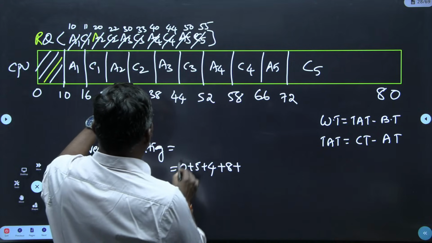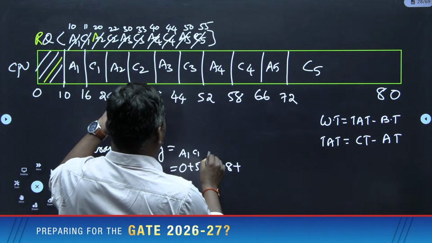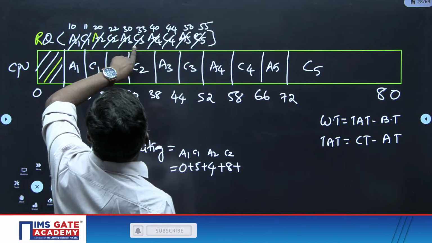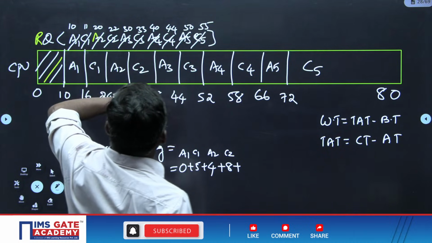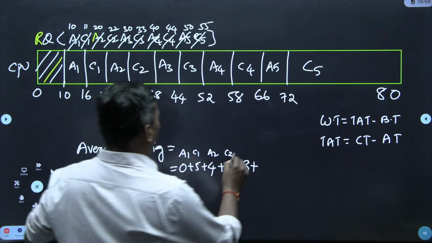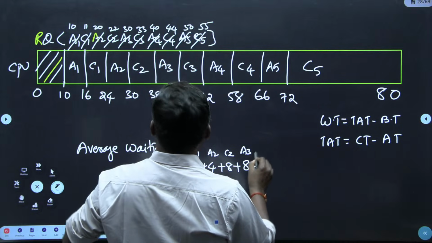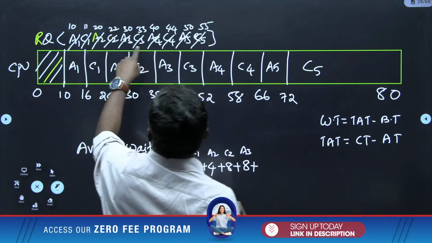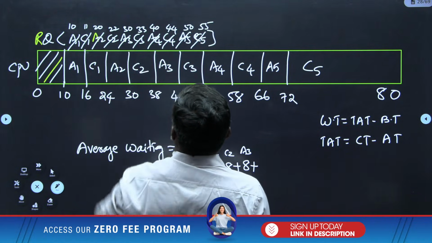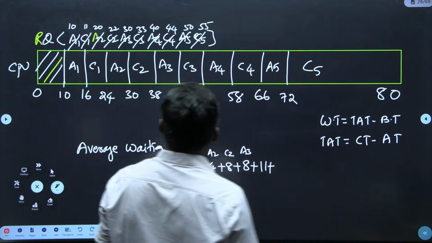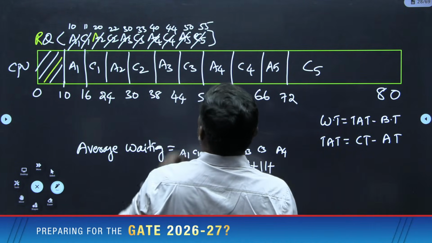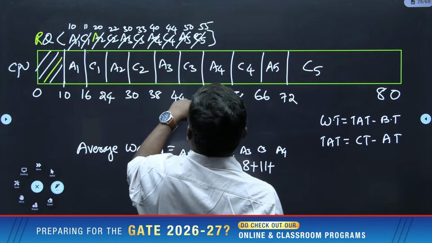This is for A1, right? This is C1. We'll get confused, that's the reason I'm writing C2. A3: A3 came at 30, scheduled at 38. So 8 is the waiting time. Now this is A3. We'll talk about C3: C3 came at 33, and we scheduled C3 at 44. How many waiting? 11 seconds now. So this is for C3. C4, A4: A4 came at 40, scheduled at 52, 12 waiting time.